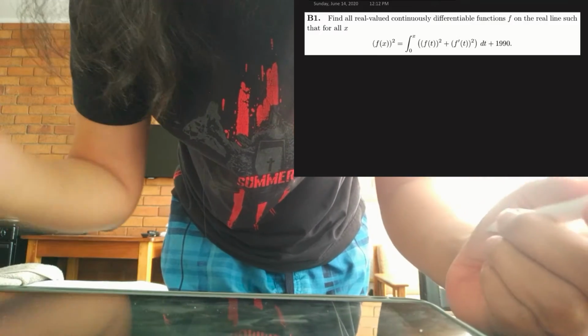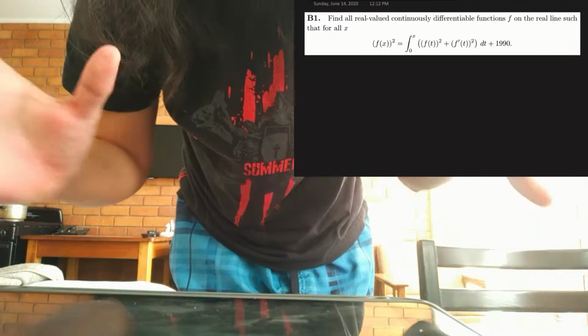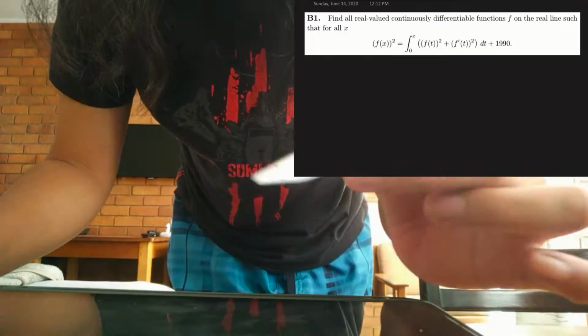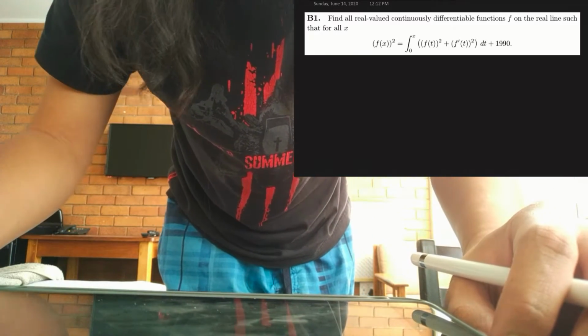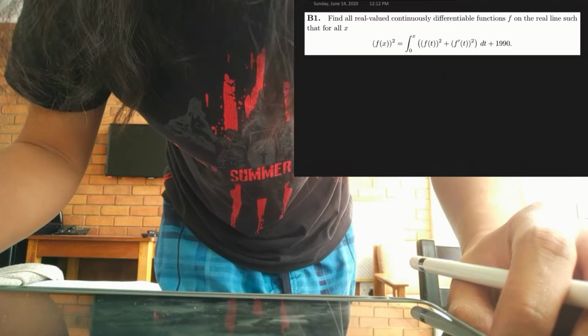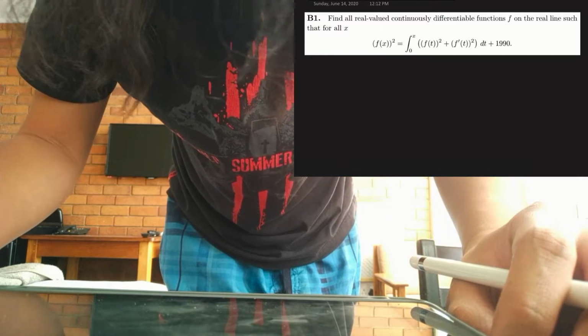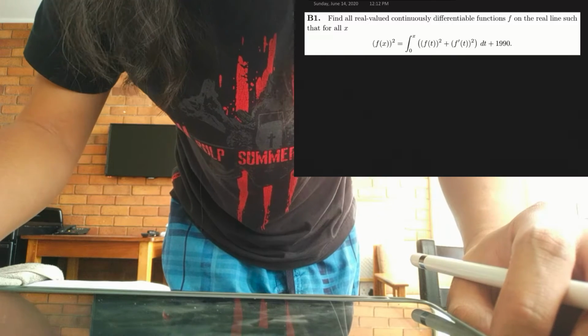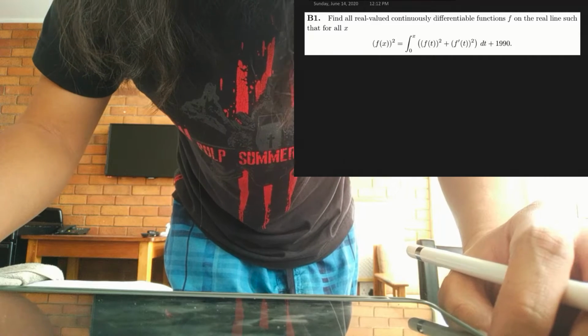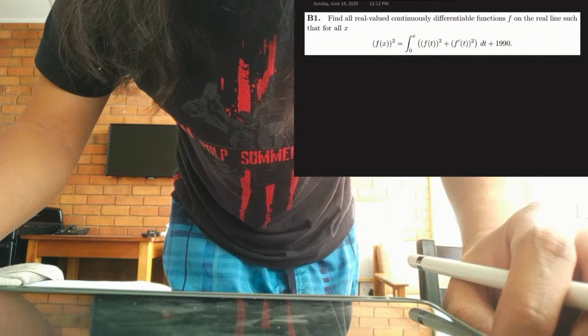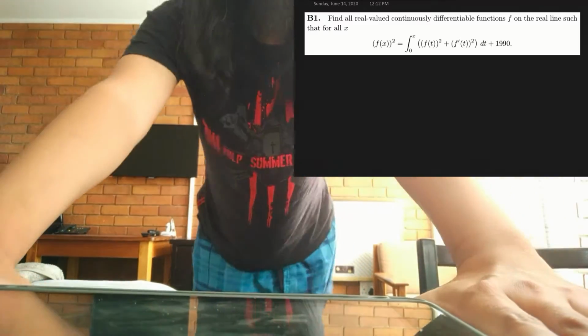Okay, our Putnam problem today is from 1990. Usually the Putnam questions include the year within their problem, like this example. You see the 1990 here. The question reads: find all real valued continuously differentiable functions f on the real line such that for all x, f of x squared is equal to the integral from 0 to x of f of t squared plus f prime t squared dt plus 90. So let me think how to attack that.